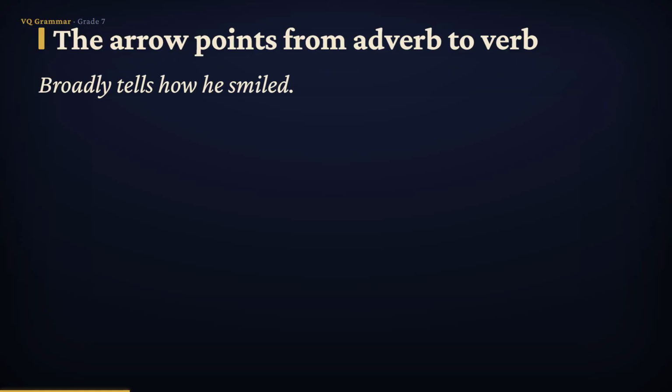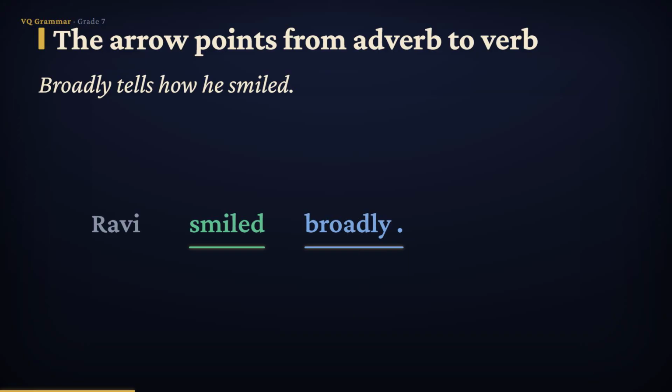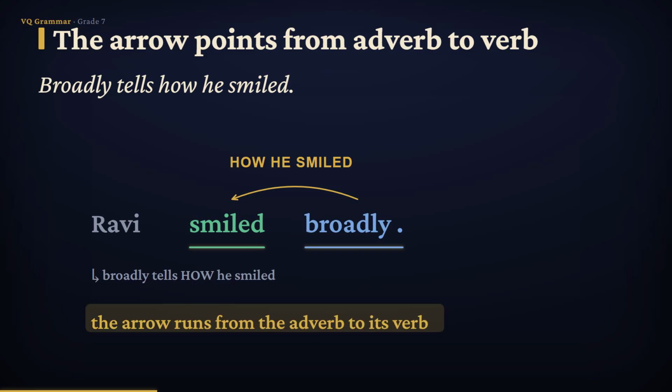Here's the most common pattern in action. Ravi smiled broadly. The verb is smiled, and the adverb broadly describes it. How did he smile? Broadly. See how the arrow runs from the adverb back to the verb it modifies? That little arrow is the heart of an adverb. It points to the exact word it is describing.